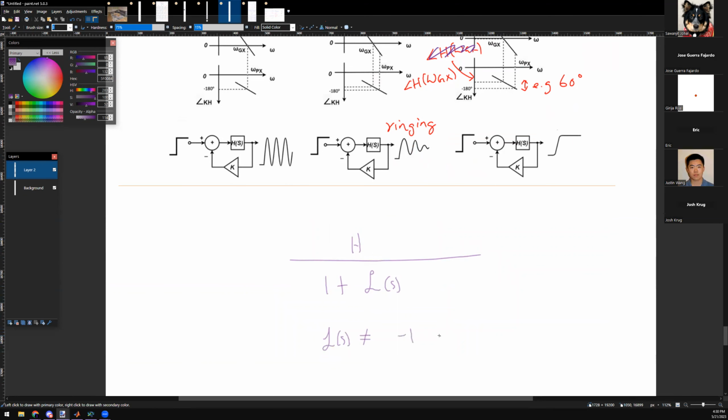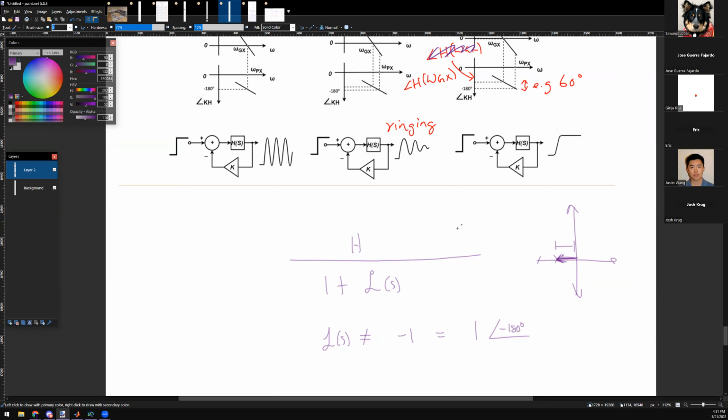-1. What is -1 in phasor? It's a magnitude of 1. -1 on the complex plane has what magnitude and what phase? If I have a vector and I have the point -1, how long is this vector? 1. And what angle does it have? 180 degrees. I'm just going to choose -180 by convention.